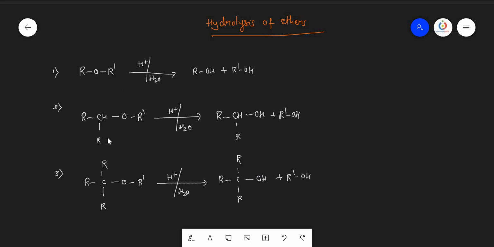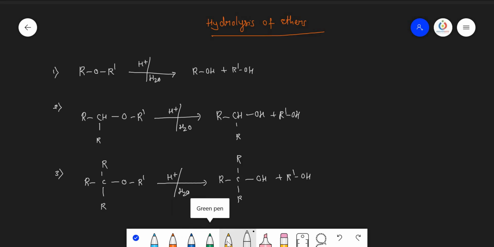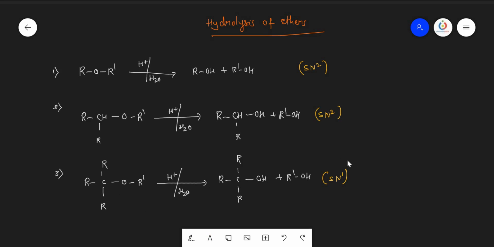But this reaction, the hydrolysis of the ether, is a nucleophilic substitution reaction, and in this particular case this reaction follows the SN2 mechanism, and this reaction follows the SN2 mechanism, and this reaction follows the SN1 mechanism. So let's try to know which ether follows the SN1 mechanism, which ether follows the SN2 mechanism, and the reason why.